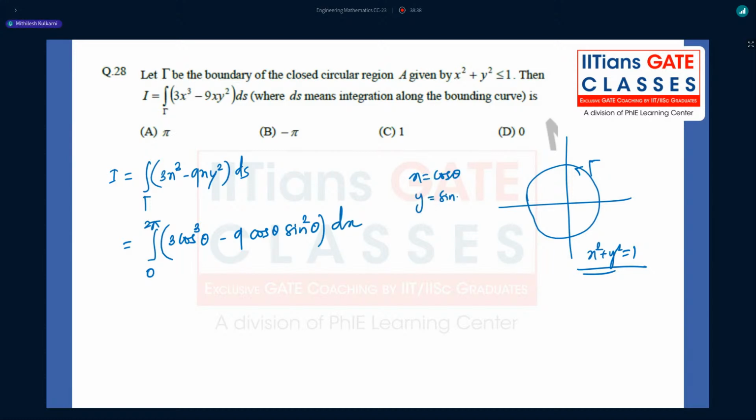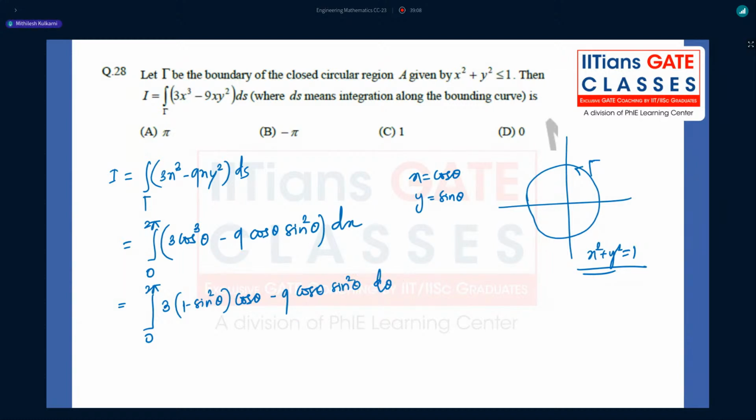And now if you solve this, what we will get is integral from 0 to 2 pi of 3 times cos cube theta, which can be written as cos square theta into cos theta. And what is cos square theta? It is 1 minus sin square theta. So 1 minus sin square theta into cos of theta, minus 9 cos of theta sin square theta d theta.